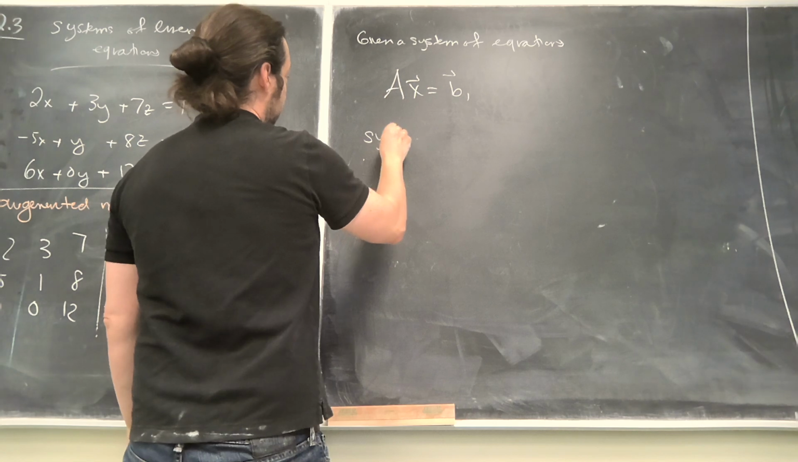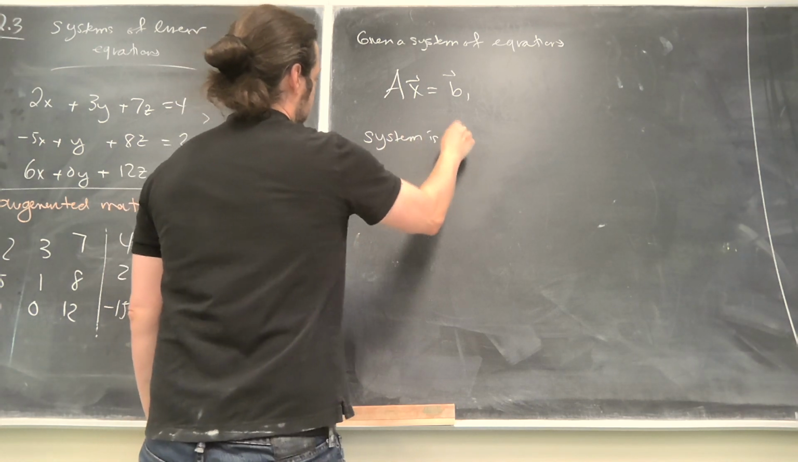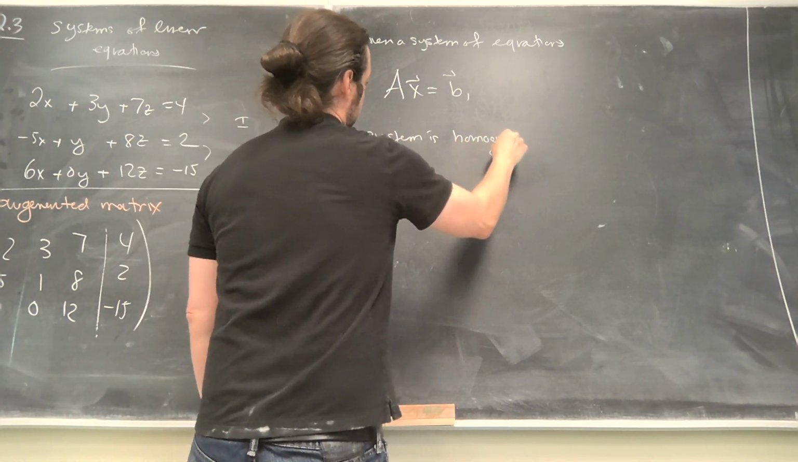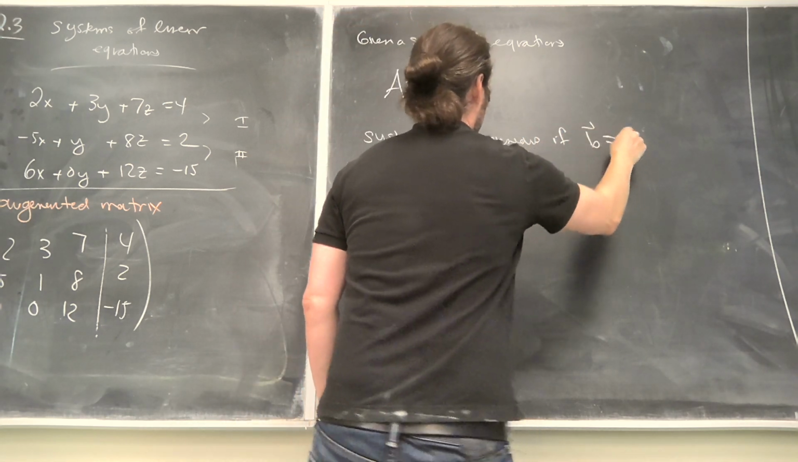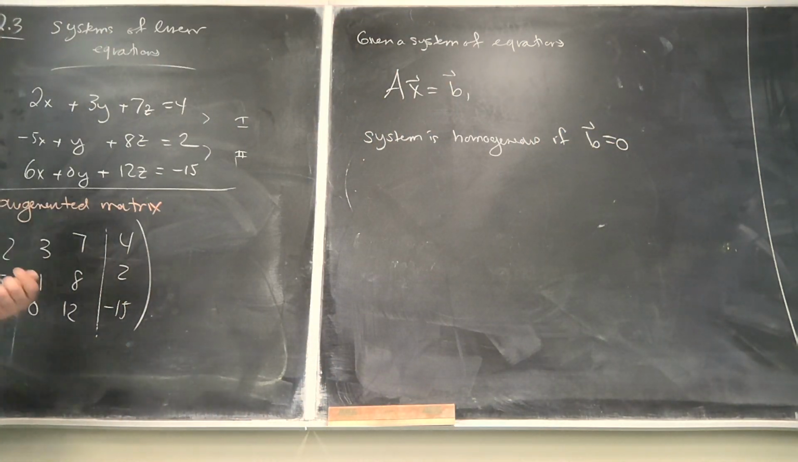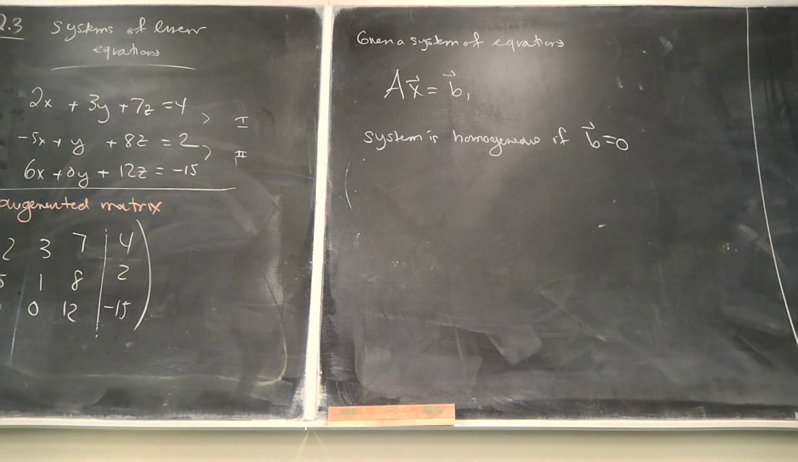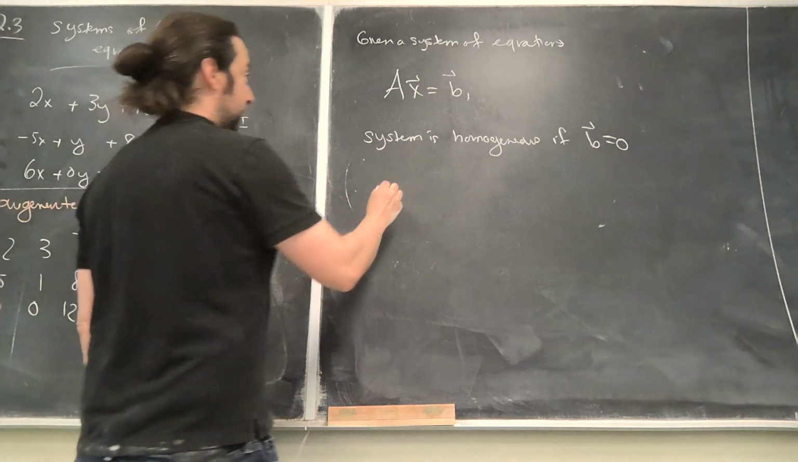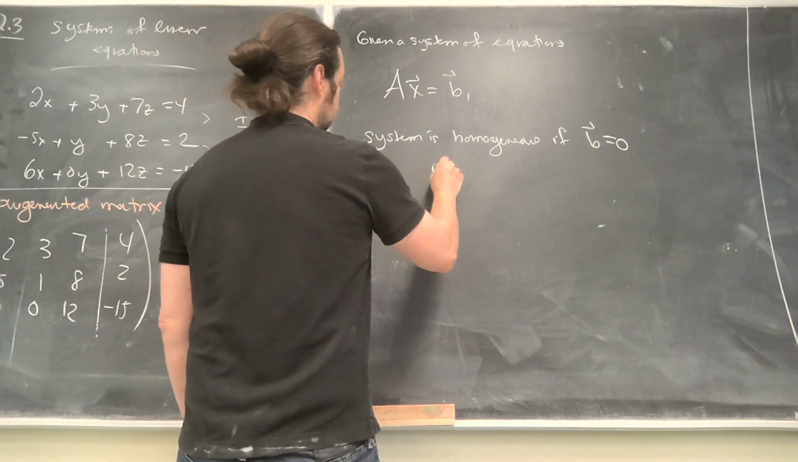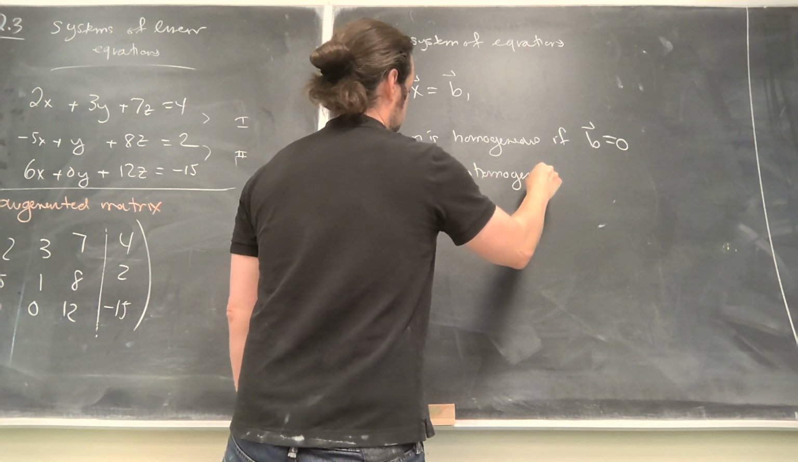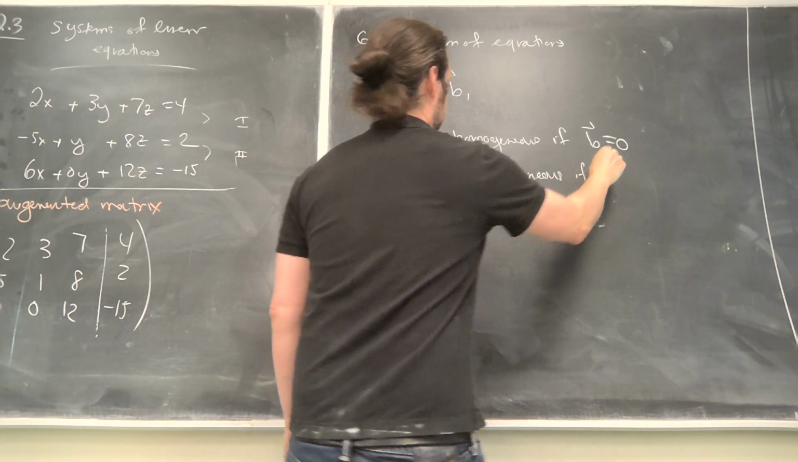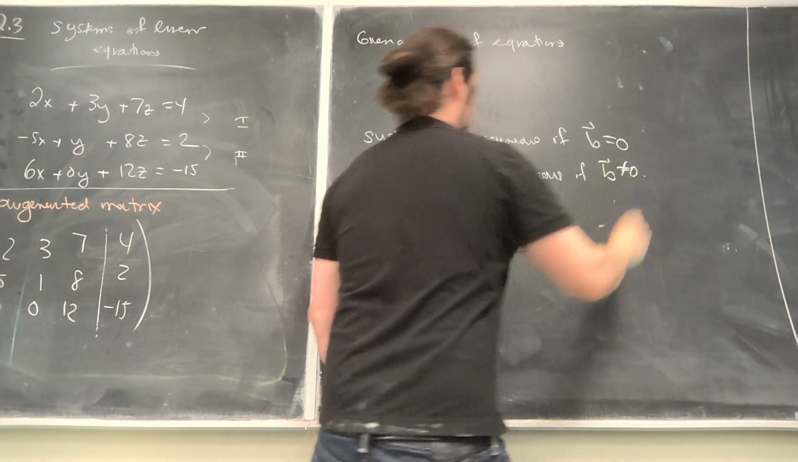The system is called homogeneous if that right-hand side vector is all 0. So if the system of equations is just everything is equal to 0. It's called inhomogeneous if that vector is not 0.